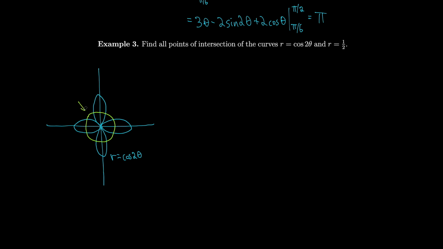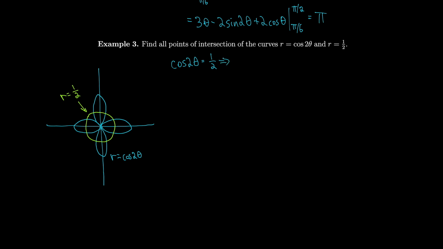That'll be r equals 1/2. So we're looking for points of intersection. So it looks like we're looking for all of these guys. So let's set these things equal to each other. Cosine 2 theta equals 1/2. That's when the two r's are equal.